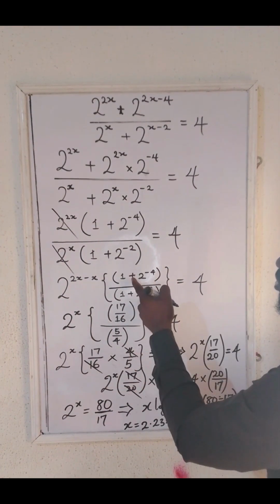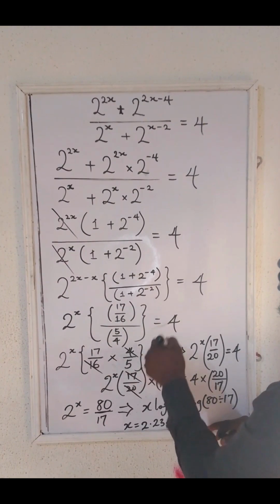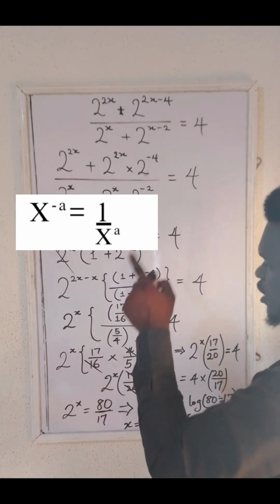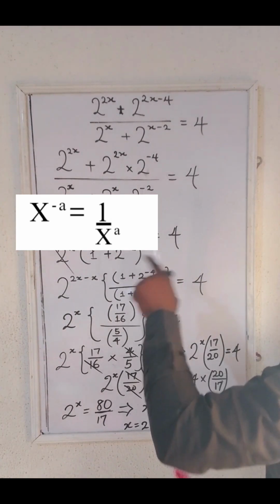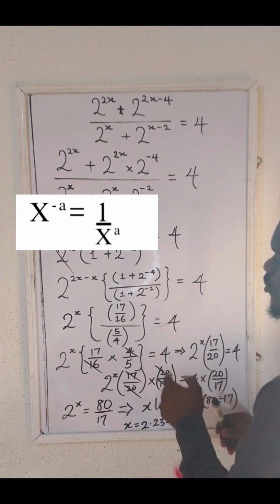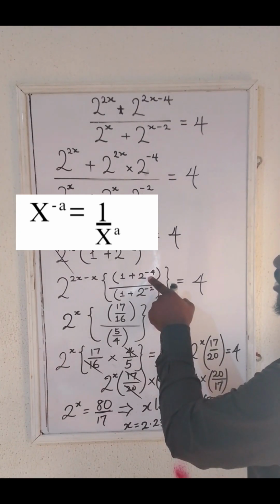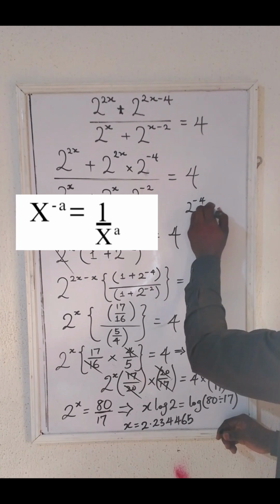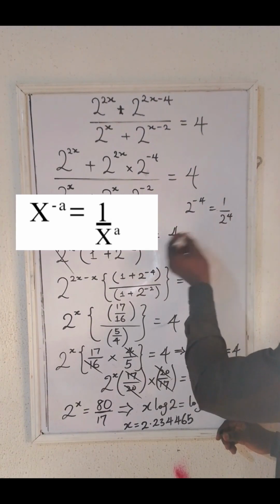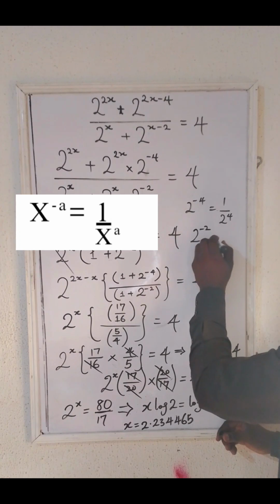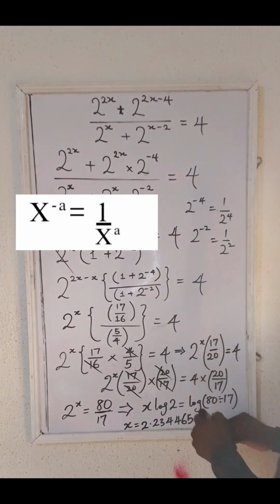So how were we able to simplify from this place to this place? Yes, it's very simple. Now remember the law of indices that said that x to the power of minus a must be equal to what? 1 all over x raised to the power of a. That is one very cogent law of indices that you need to understand. So automatically that's what we did here. That's the reason why we wrote 2 to the minus 4 to be equal to 1 over 2 raised to the power of 4. And also this other one, which is 2 to the minus 2, became 1 all over 2 raised to the power of 2. Yeah, that's the law of indices.